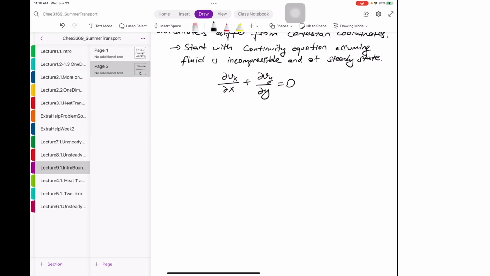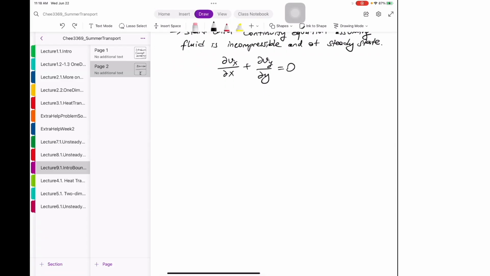I'm not saying that just because it's incompressible you can use the continuity equation. I'm saying that you write down the continuity equation, then after some simplifications, assuming the fluid is incompressible, meaning that rho is a constant, and at steady state, meaning that you don't have the del rho over del t terms in the equation, you get rid of them. After all those simplifications, your continuity equation simplifies to this form. Okay.